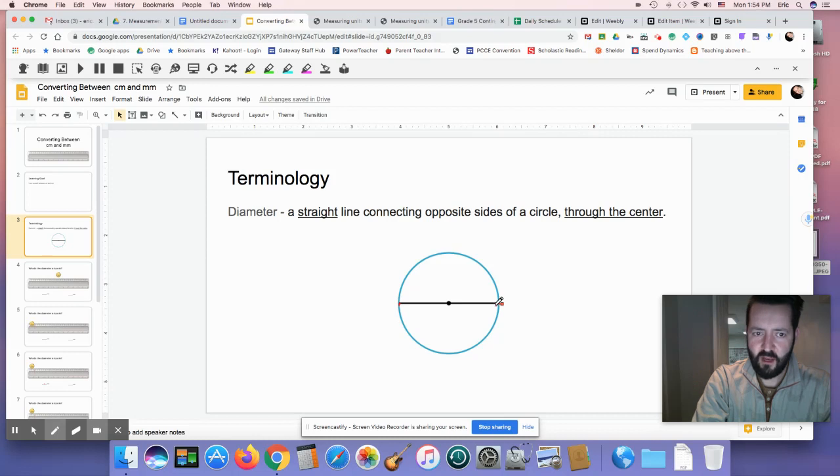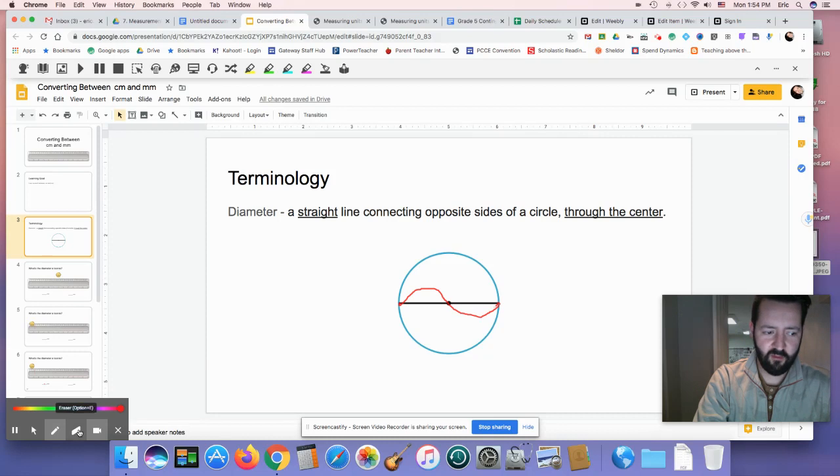All right. Now, in the definition, it says it has to be a straight line. So this is not a diameter if I do something like that. Even though it does connect opposite sides of the circle and it does pass through the center of the circle, it's not a straight line. So therefore, it's not a diameter. Okay. So that's the first thing that it is not.